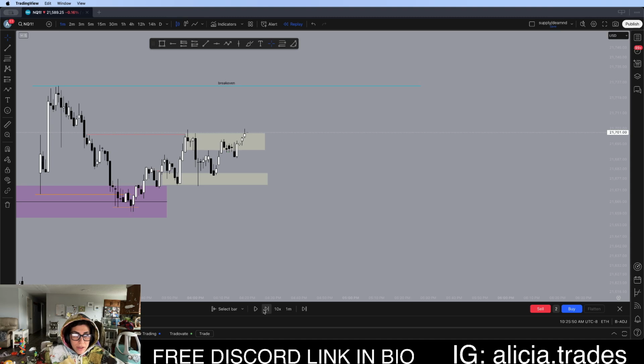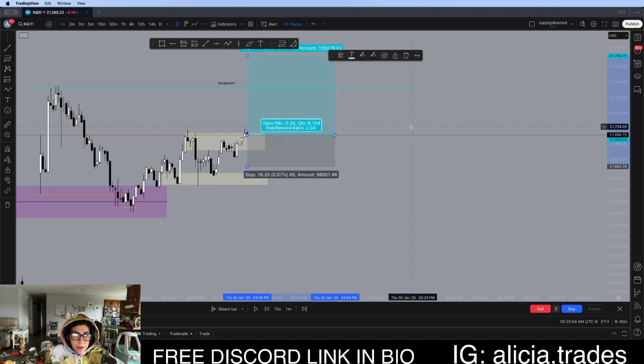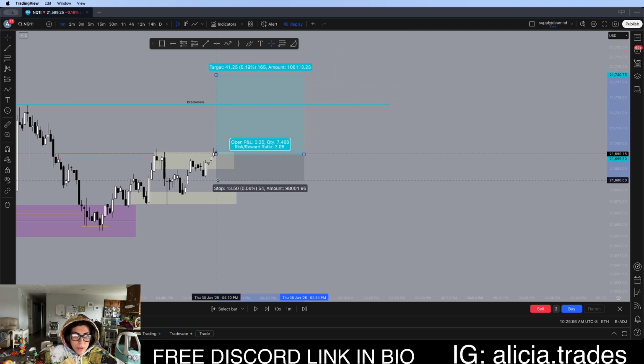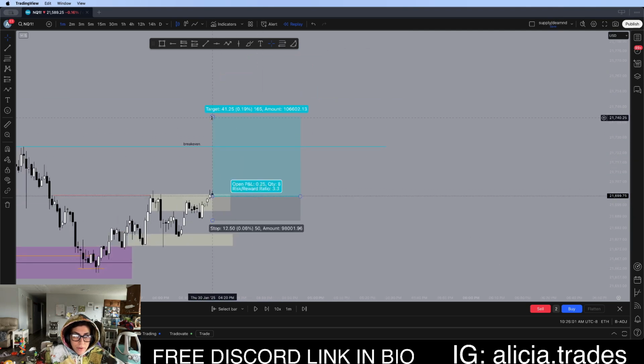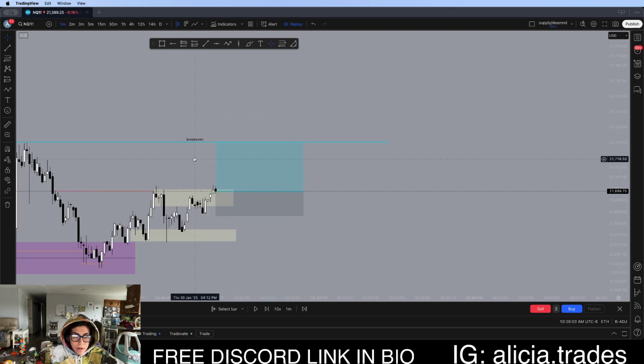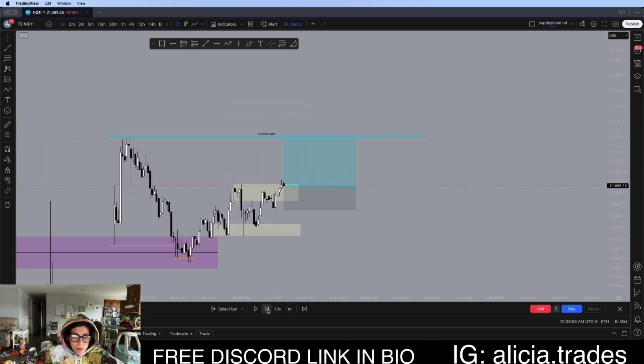Okay, we broke out of that zone. Boom, retest. Here's the buy. Put our stops. I'll do a 50-point stop just because we got taken out already. And then right here, aim for a little 1 to 2. Nothing too crazy.